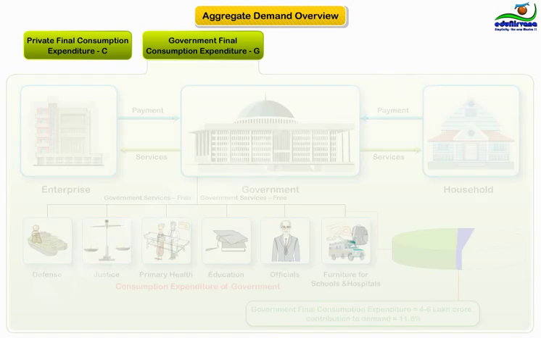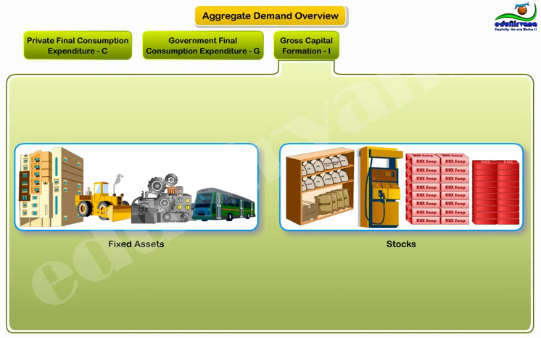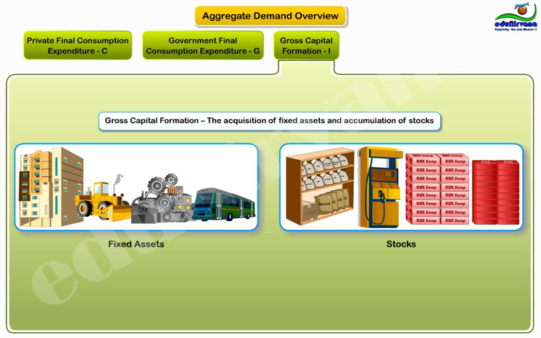Gross capital formation. Gross capital formation consists of the acquisition of fixed assets and the accumulation of stocks.